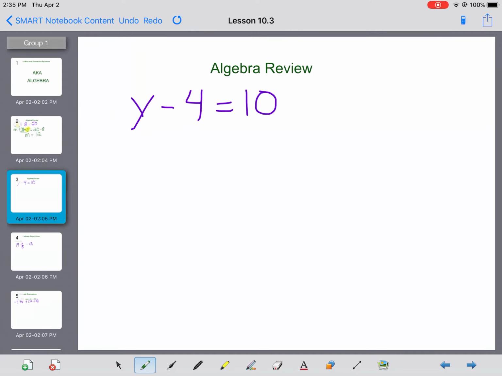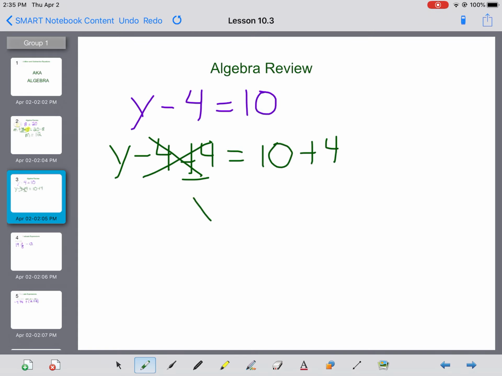All right, let's do another one. Y minus 4 equals 10. So again, write out what you have, y minus 4. Then do the opposite of what's being done to y. Right now we're subtracting 4. The opposite is to add 4. What I do to one side, I must do to the other. So because I added 4 on one side, I need to add 4 on the other side. This cancels out. I get y equals 14.